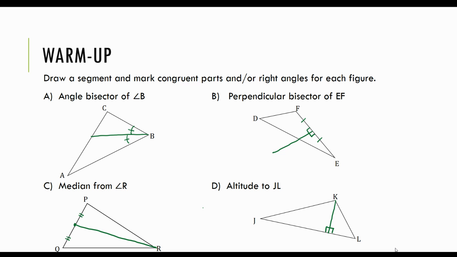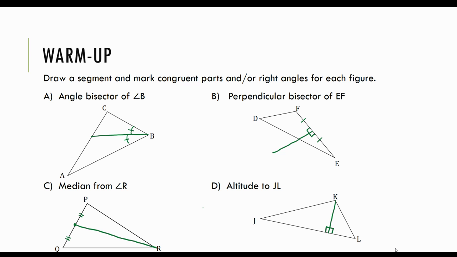Perpendicular bisector of the segment EF. So remember, perpendicular means we're forming right angles. Bisector of the segment EF, I'm bisecting a segment. That means I'm dividing it into two. Remember, perpendicular bisectors do not have to go through a vertex. So that's why that perpendicular line is not going through the vertex of D.